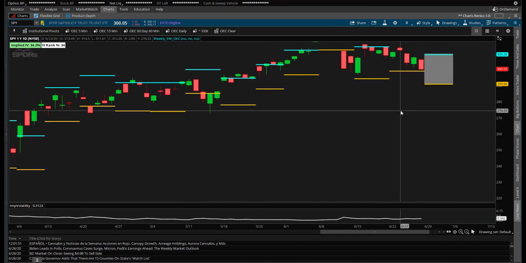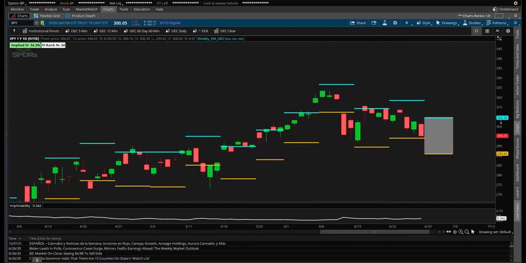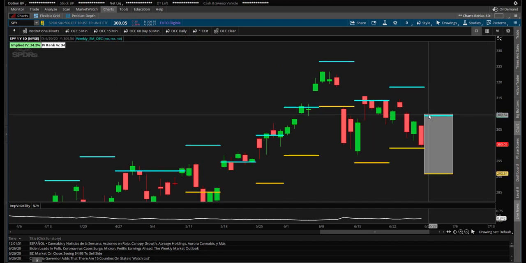The third thing that we could do is boundary logic. So we've looked at breakout, we've looked at fades, and now we're going to talk about boundary logic. If you know with a high degree of certainty that price is going to stay within this box, you could put on a credit spread.